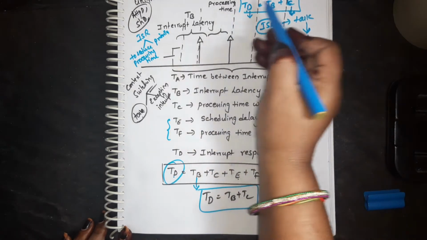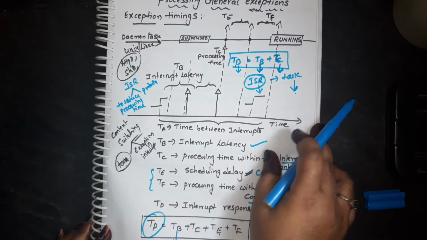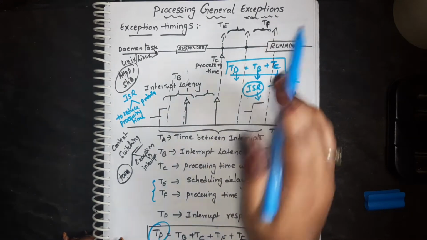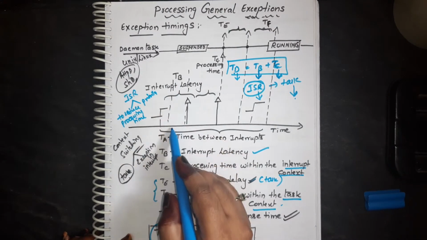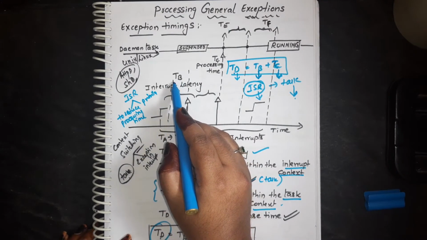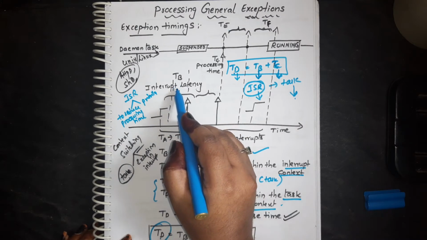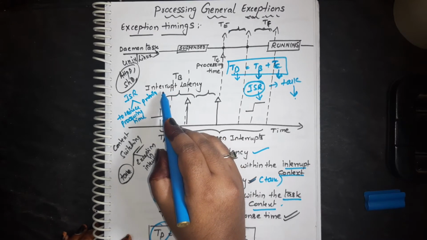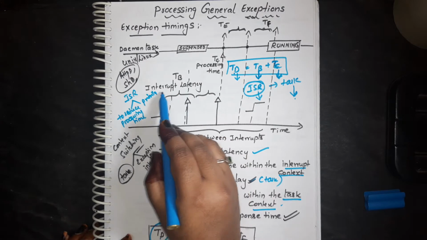So here in this case the interrupt response time will be increased only because of two times. The first one we are going to call TE, the scheduling delay, and the second one we are going to call the processing time. First we should see, whenever any interrupt occurs, the interrupt is raised. Interrupt latency means the time gap between the interrupt being raised and its being sent to the interrupt service routine.